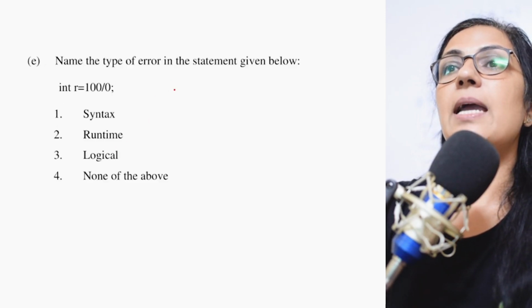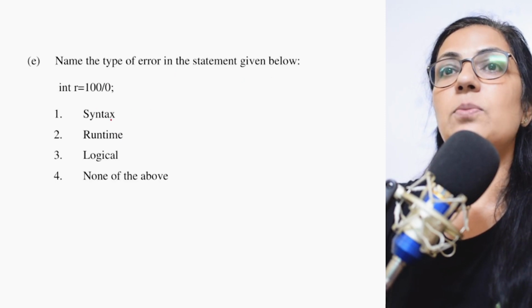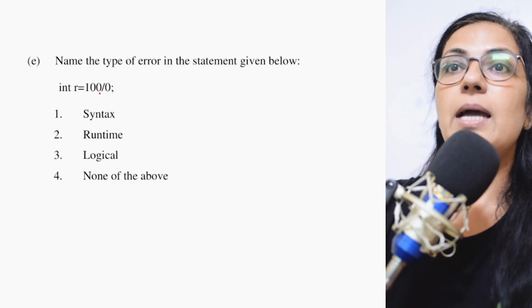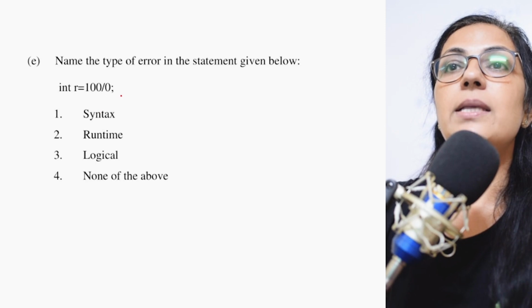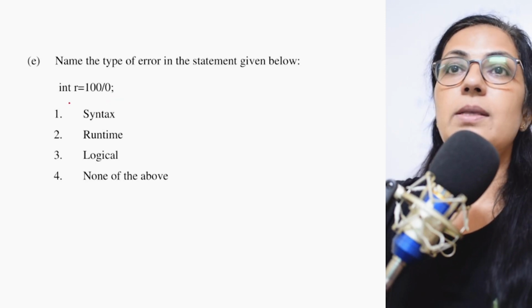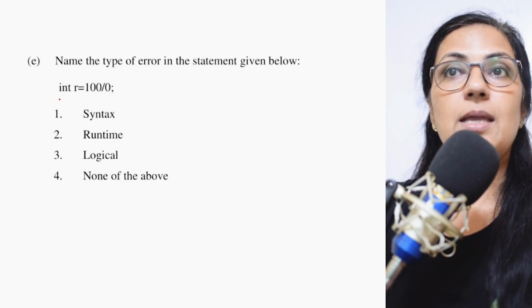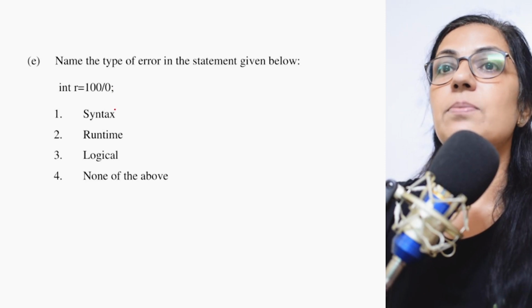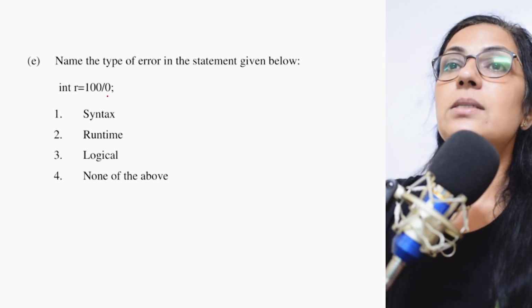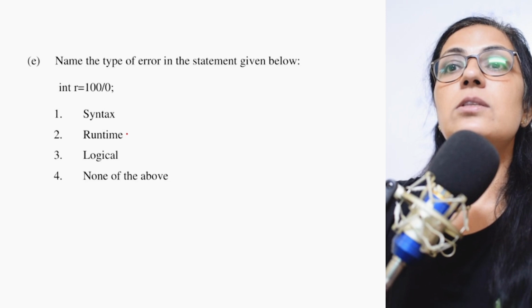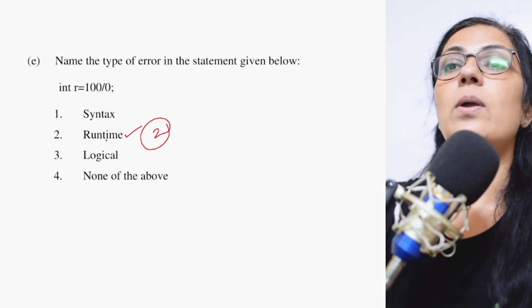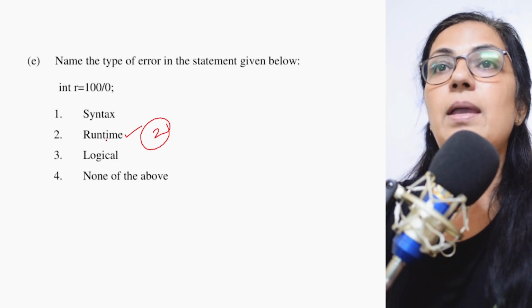Next, name the type of the error in the statement below: int r = 100 / 0; This is the correct syntax. There is no error in the syntax, but we know that division by 0 is not allowed. So when we run the program, it will generate an error. So it is a runtime error.